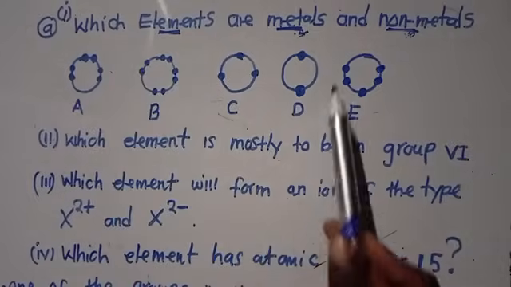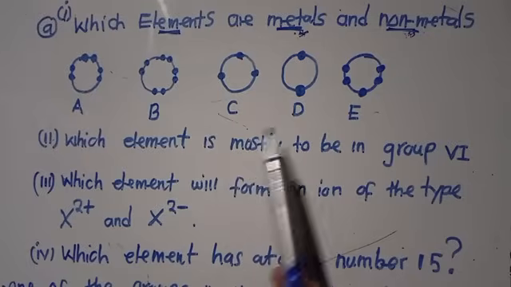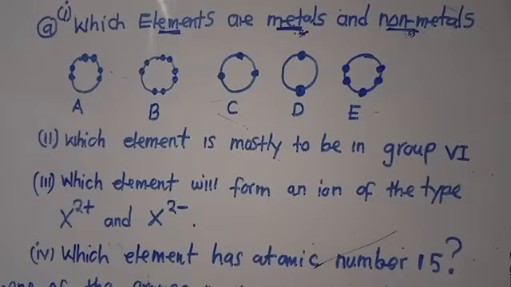These are the electrons in the outermost shell of the elements. I've just picked the outermost shell. So A, have you seen? We know that on the periodic table, elements that are in group 1, 2, 3 are likely to be what? Metals. So group 1, group 2, group 3, those are metals.